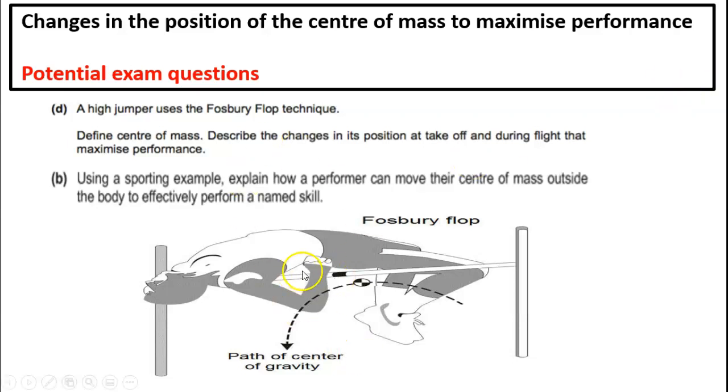So that's what it is. What we're going to do then is have a look at how the centre of mass position changes whilst doing this. We're going to split it into two. So now we're going to split the Fosbury flop into preparation and execution and have a look at the changes of centre of mass for both of those key parts.